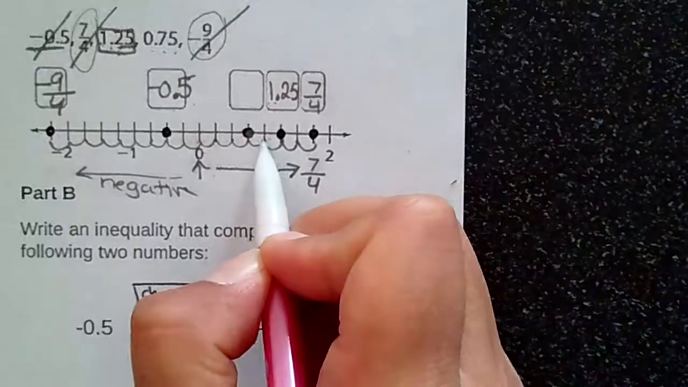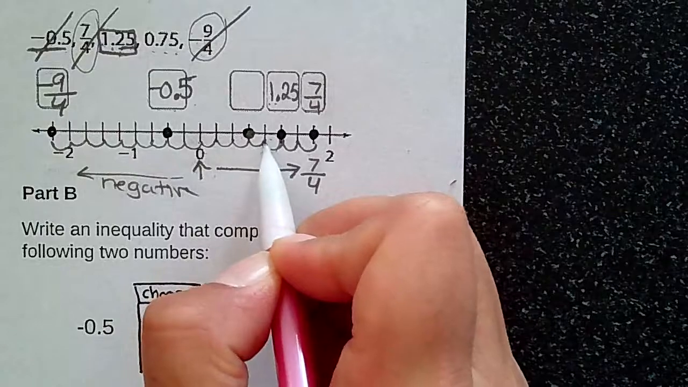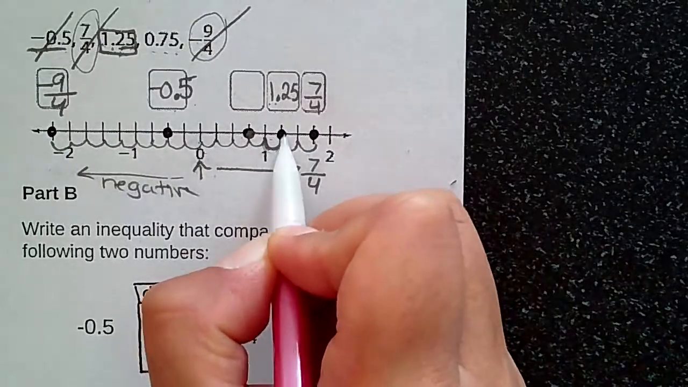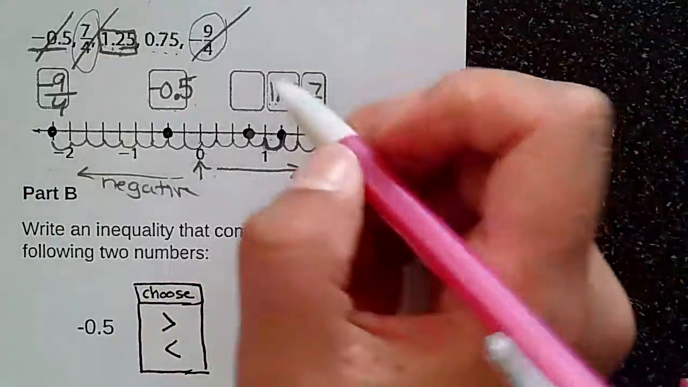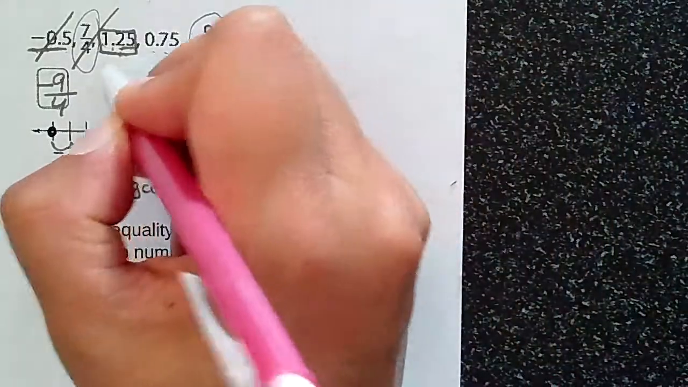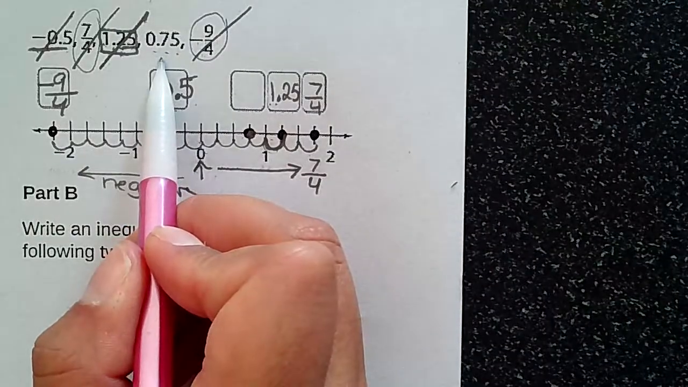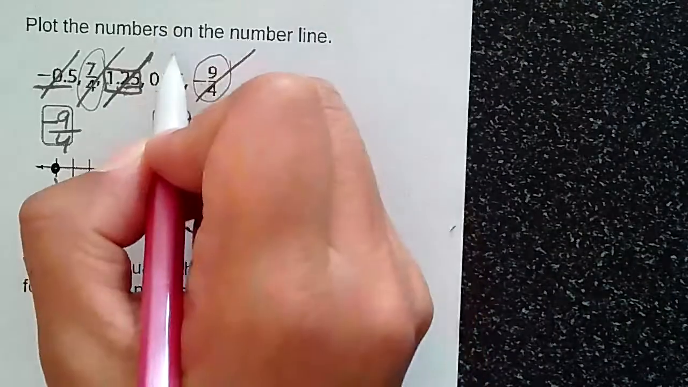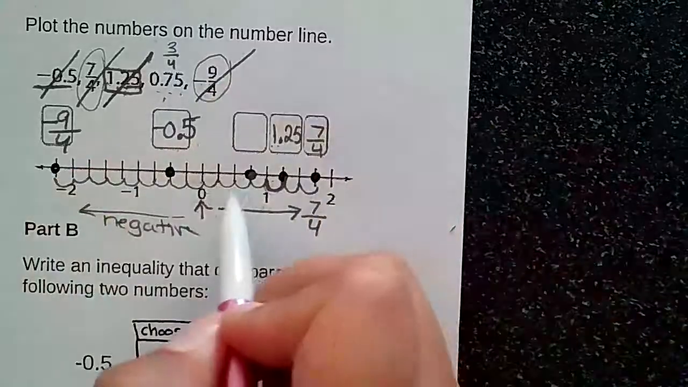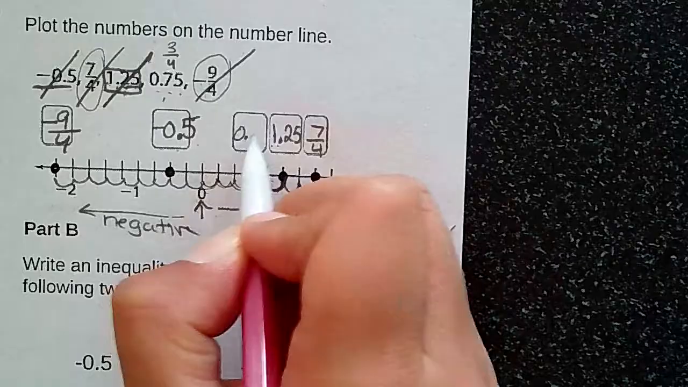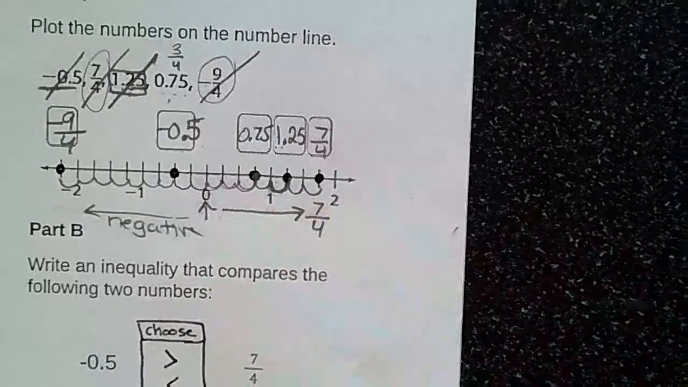It's actually 25/100 is actually 1/4. So if I count, this is 1 out of the 4. And the last number that I have left is 75/100, which is the same thing as 3/4. So I'm going to start at 0, 1, 2, 3. Here's my 75/100. Okay.